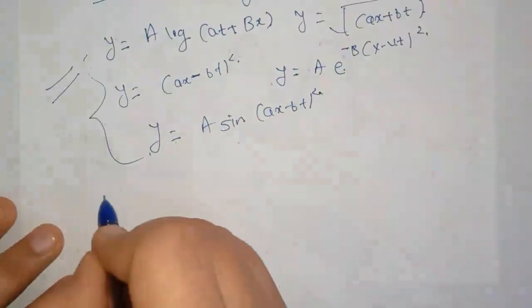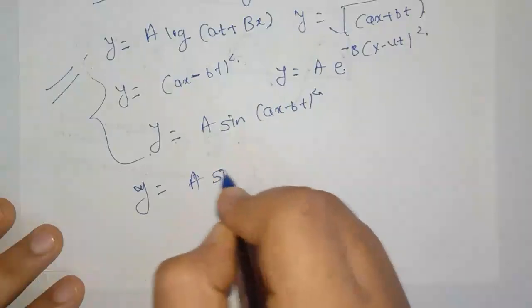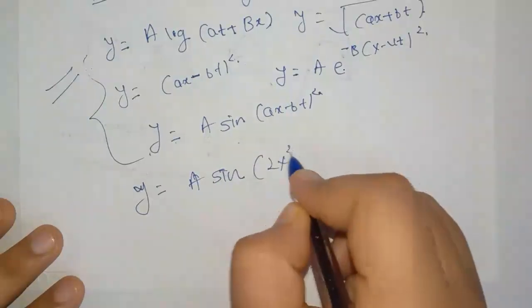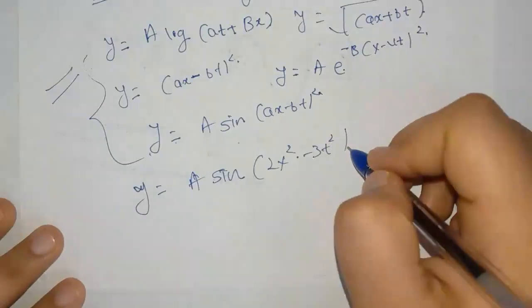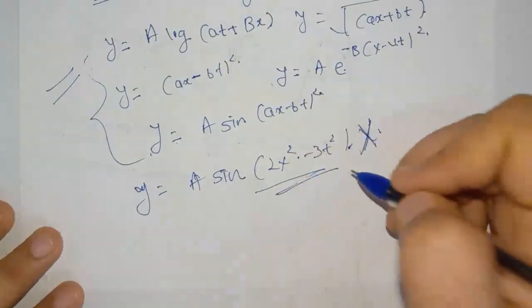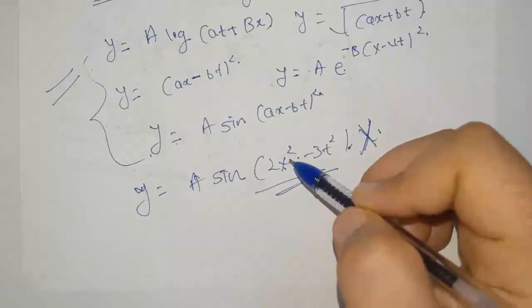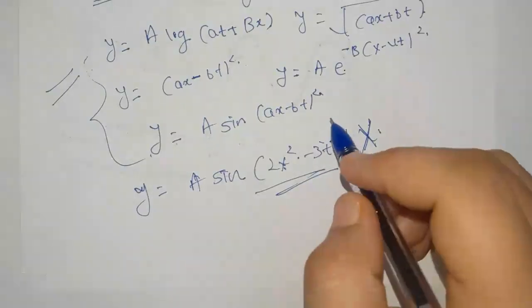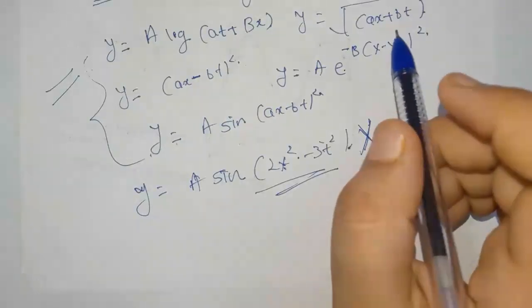But y is equal to a sine of, let's say, 2x squared minus 3t squared. They do not represent the sine wave. There should not be any power of x and t other than 1 in the equation to represent it as a traveling wave.